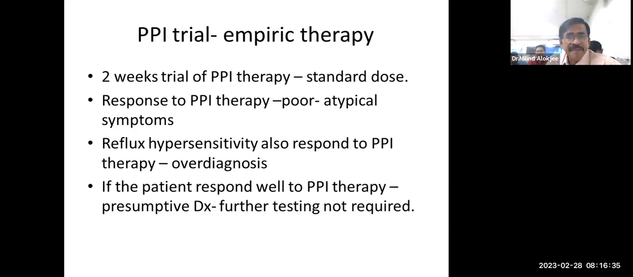of GERD. However, PPI therapy is not very effective in patients who have atypical symptoms. Some patients with reflux hypersensitivity may also respond to PPI therapy, and that sometimes may lead to overdiagnosis of GERD. If the patient responds well to PPI therapy, the presumptive diagnosis of GERD is made.